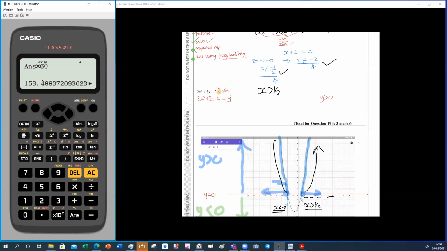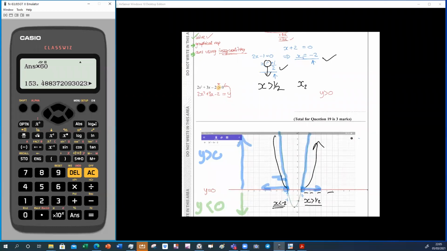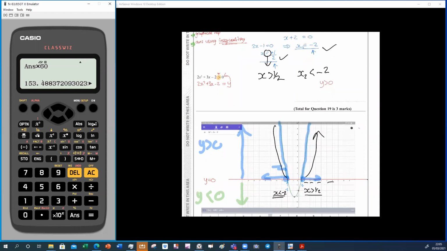So we have to adjust our equal sign from basic to our inequality version. And then x2 will be, what's the other one? Less than minus 2. And that's the answer. You wrote both of them. Absolutely, yes.